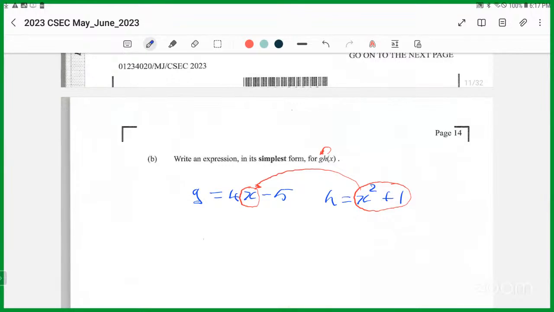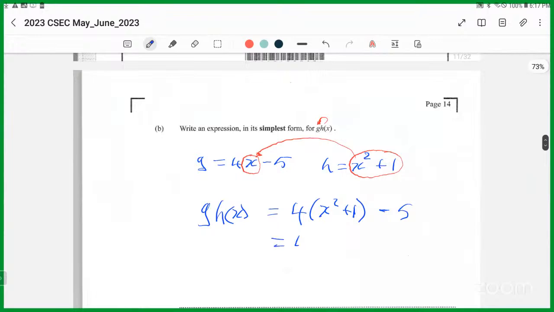So we can write now, g of h of x becomes 4 times, where this x is, I'm putting the x squared plus 1 where the x was. And then subtract the 5. And then simplify this now again. 4x squared plus 4 minus 5. 4 minus 5 is negative 1. So there's 4x squared minus 1. Nice.